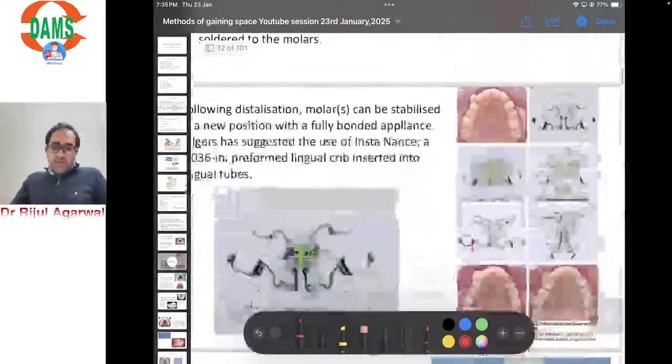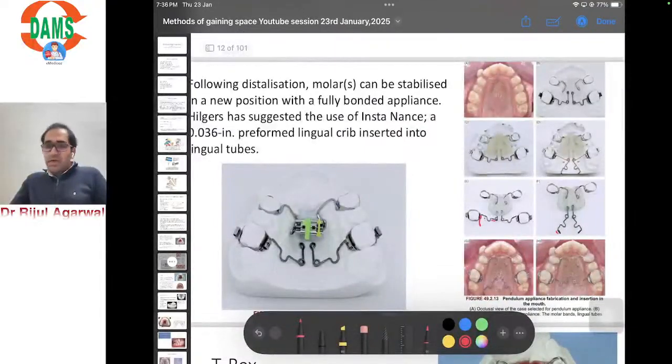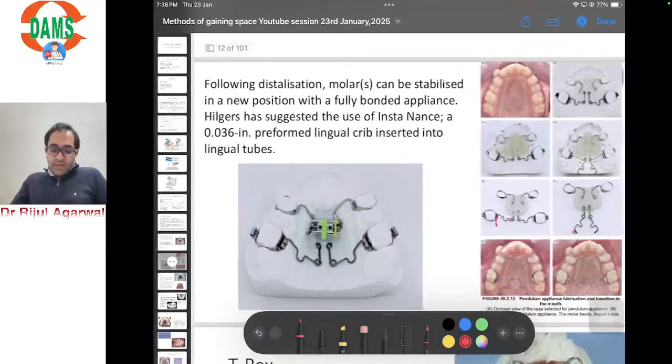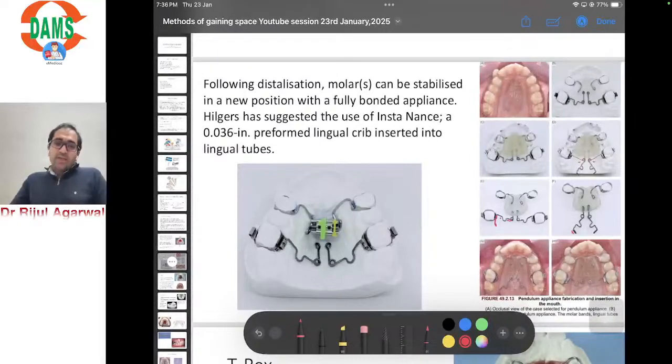Once the distalization is done, we need to stabilize the molar at this new position. So Hilgers advocated the use of an Inst-a-Nance appliance. This is similar to the Nance palatal holding arch, which we saw during anchorage preparation in orthodontics. Just the name is different. He gave it the name Inst-a-Nance because instantly, once the appliance is removed, we have to give this appliance at the same time. It is made up of 0.036 inch preformed lingual arch inserted into the lingual tubes.